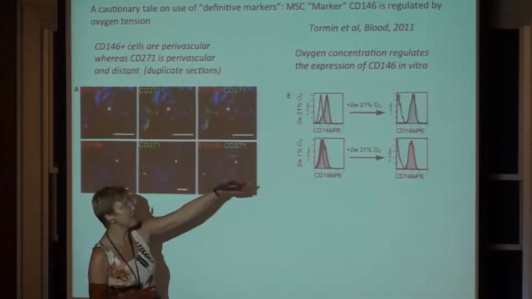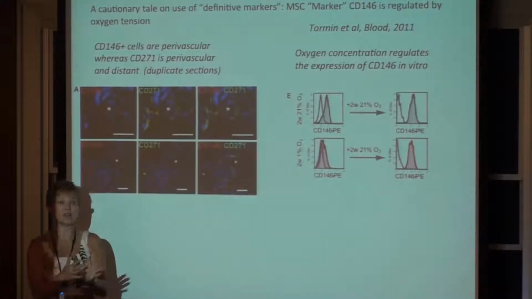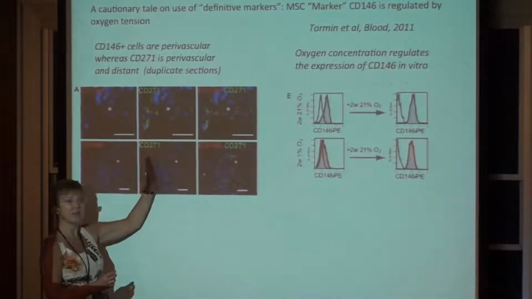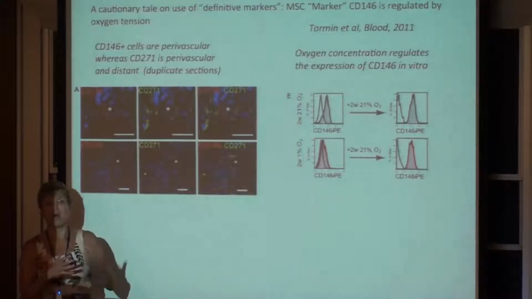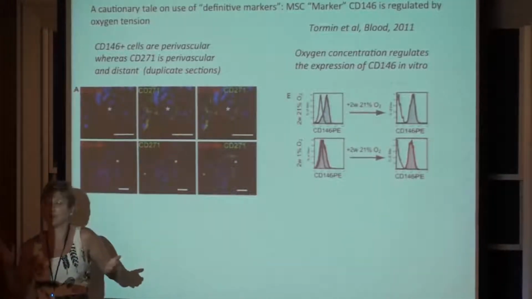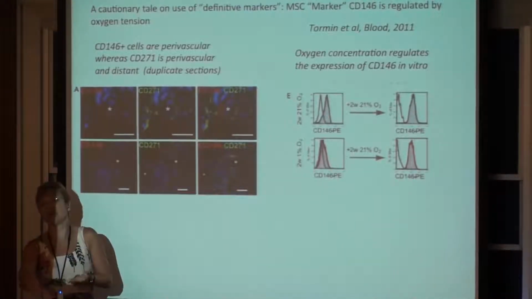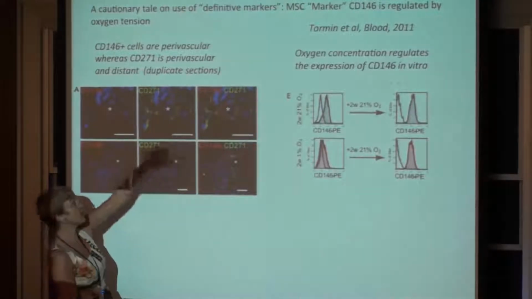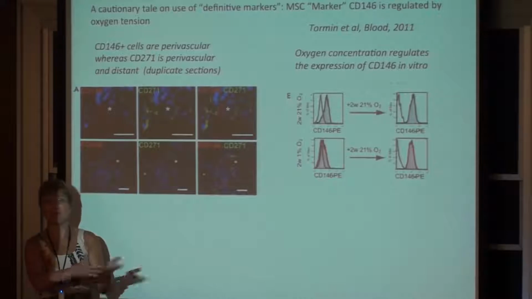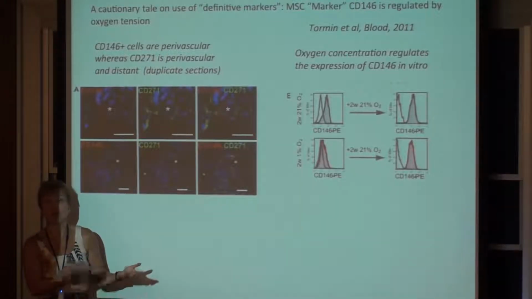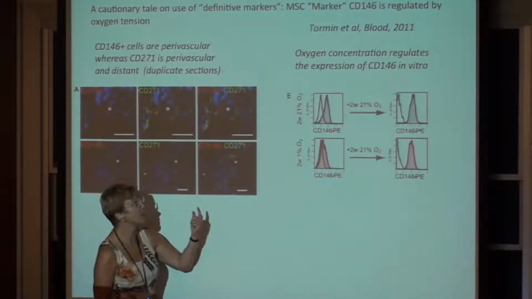And so what they found, by going and culturing cells, they said, aha, the cells that don't have CD146 are pretty far away from the blood vessel. Maybe in low oxygen, cells just don't express CD146. Maybe if we culture cells in low oxygen, they'll still express CD271 because they have that everywhere, but in low oxygen, they won't express CD146. And that's exactly what they found.